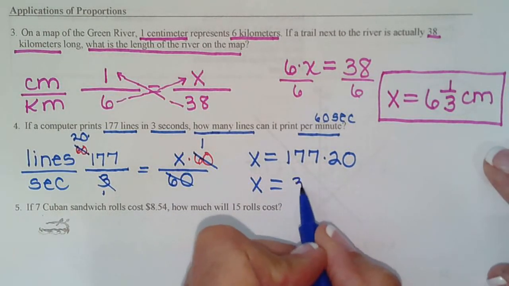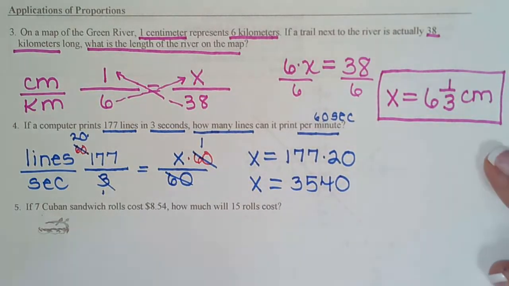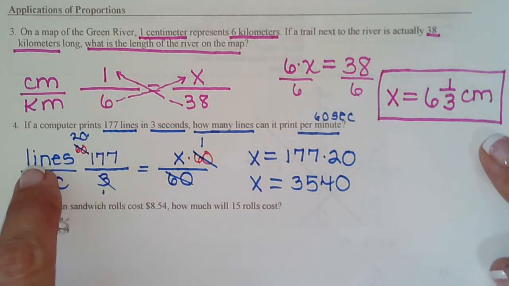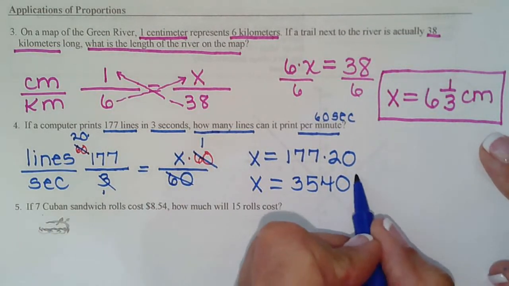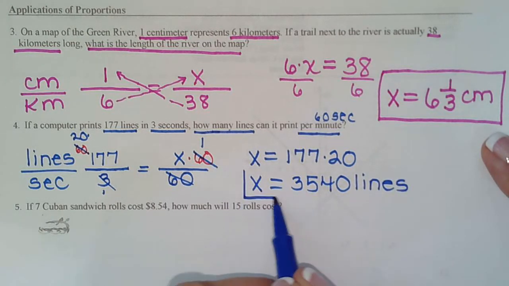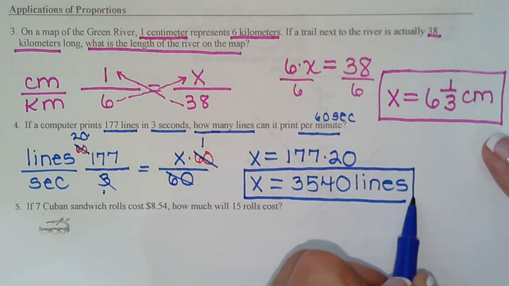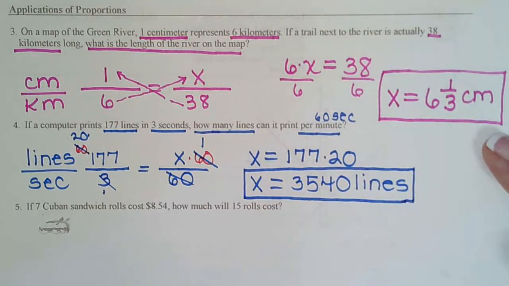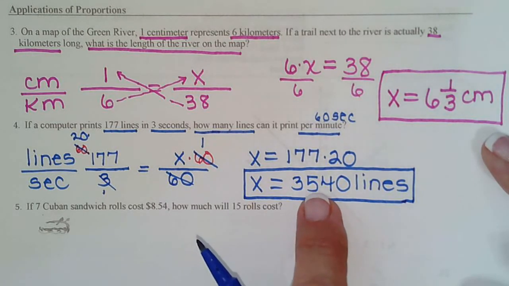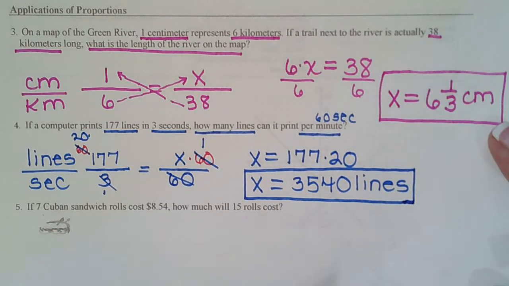3,540. And remember, every word problem needs a label, and sometimes you'll be asked to do sentences too. So I look here and say the X is lines. So if they don't ask you for a sentence, you just write the answer with lines. If they did ask you for a sentence, you'd say in 60 seconds or 1 minute, the computer can print 3,540 lines.